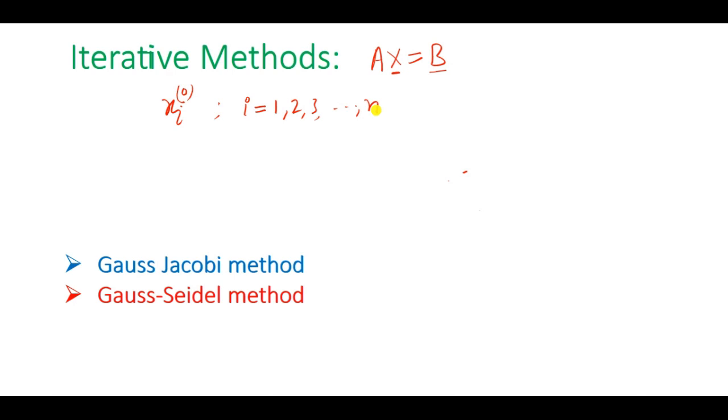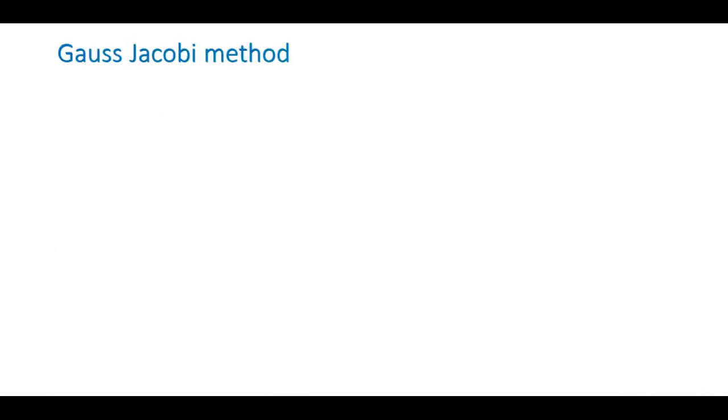In that case, I will explain two iterative methods. First is the Gauss-Jacobi iteration method and second one is the Gauss-Seidel iteration method. So today I will explain.